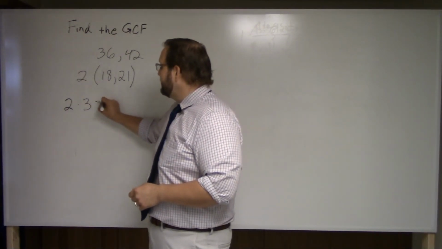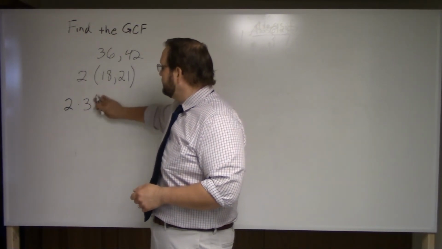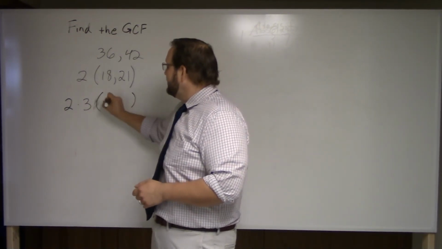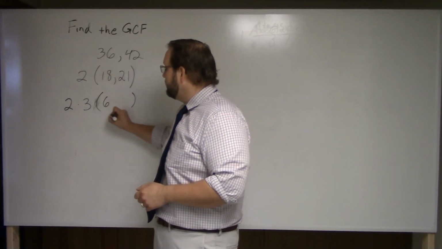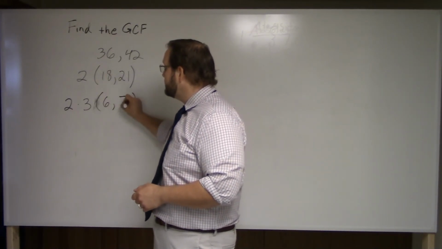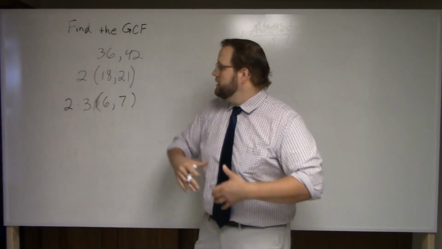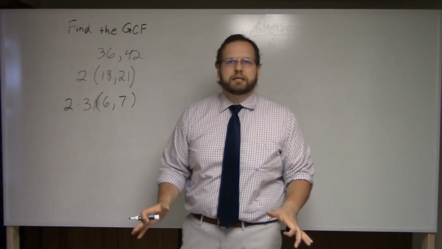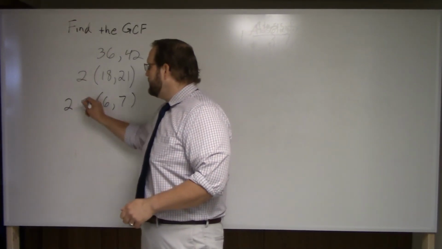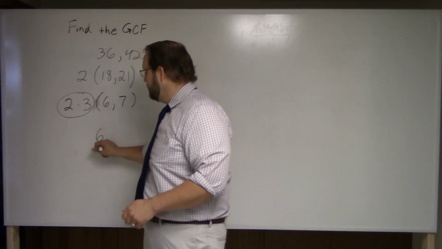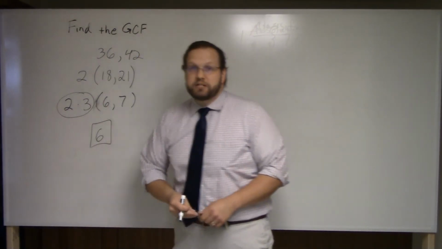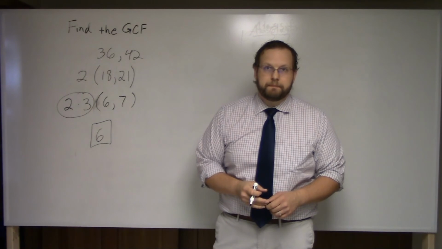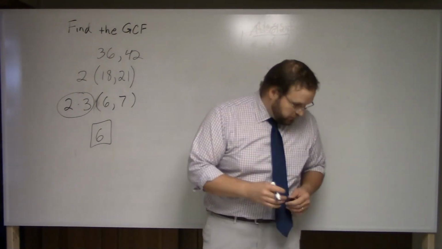Okay, so if I take that 3 out, I get a 6, because 18 divided by 3 is 6, 21 divided by 3 is 7. Now I can see 6 and 7 have nothing else in common. 2 times 3 is 6. That is my GCF. Okay? So, let's move on.